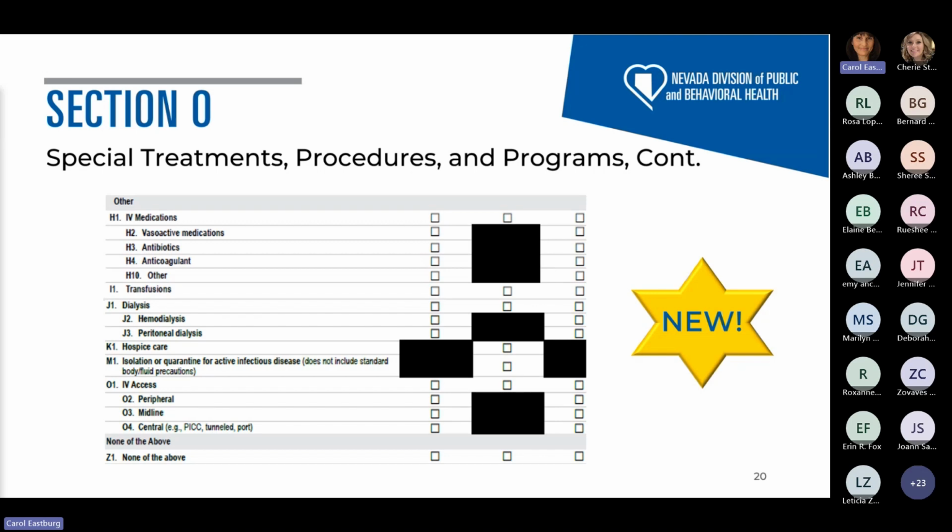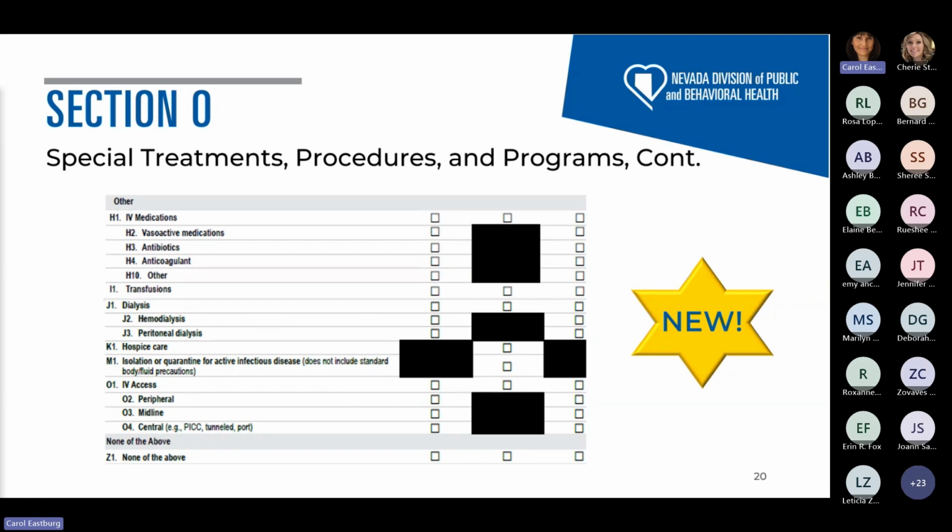Remember that IVs, IV medication, and blood transfusions administered during dialysis are considered part of the dialysis procedure and are not to be coded under items K0520A, parenteral IV, O0110H, IV medications, or O0110I, transfusions. And this item may be coded if the resident performs their own dialysis.